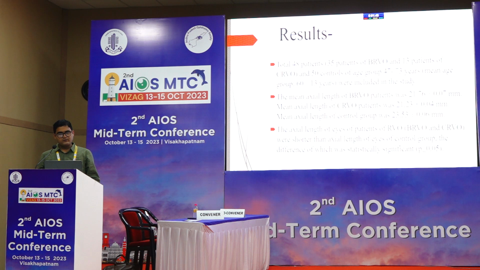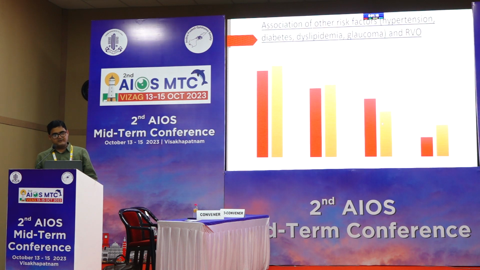Results of my study: a total of 48 patients, 35 patients of BRVO and 13 patients of CRVO, and 50 controls of age group 47 to 73 years were included in the study. The mean axial length of BRVO patients was 21.76 plus minus 0.07 millimeters. Mean axial length of CRVO patients was 21.23 plus minus 0.04 millimeters. Mean axial length of the control group was 23.53 plus minus 0.06 millimeters. The axial length of eyes of patients of retinal vein occlusion, BRVO and CRVO, were shorter than the axial length of eyes of the control group, the difference of which was statistically significant.